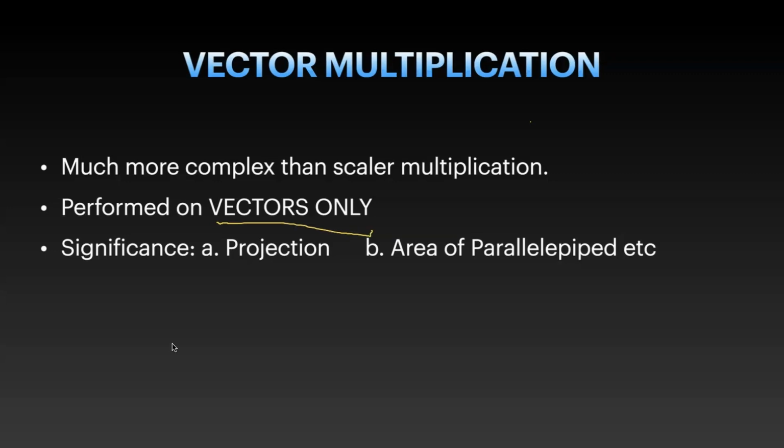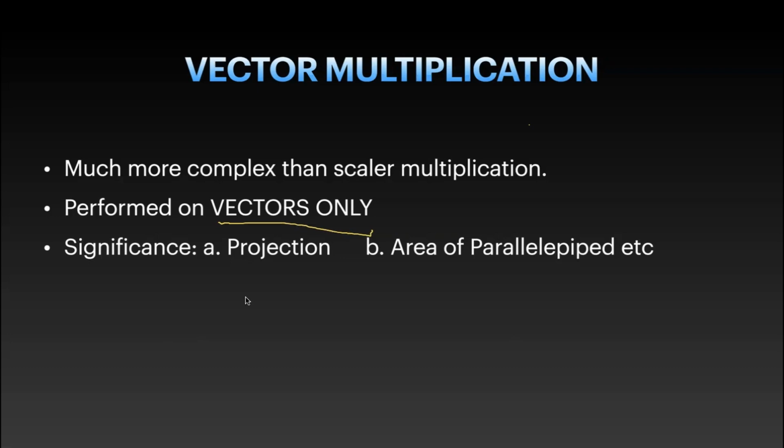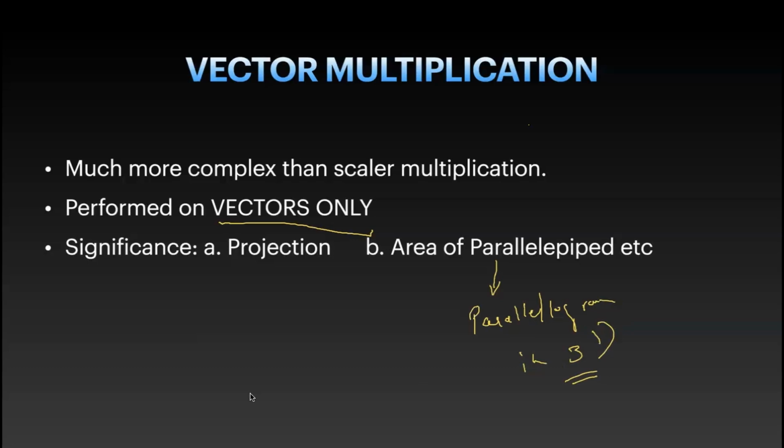Then, what is the significance of this? Projection of a vector. In the later part of the video, you will learn about something called projection of one vector on the other. For that, you need the concept of vector multiplication, basically dot product and area of parallelepiped. What is parallelepiped? It is basically nothing but a parallelogram in 3D. So a 3D parallelogram is nothing but a parallelepiped. And much more complex shapes. Also, you will find the area using vector multiplication, but it is not there in your syllabus.